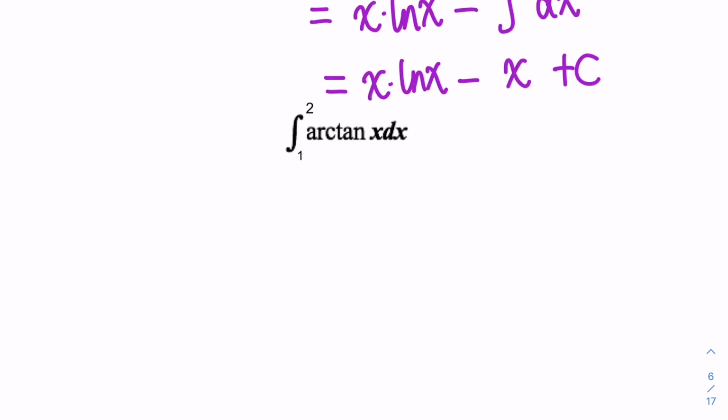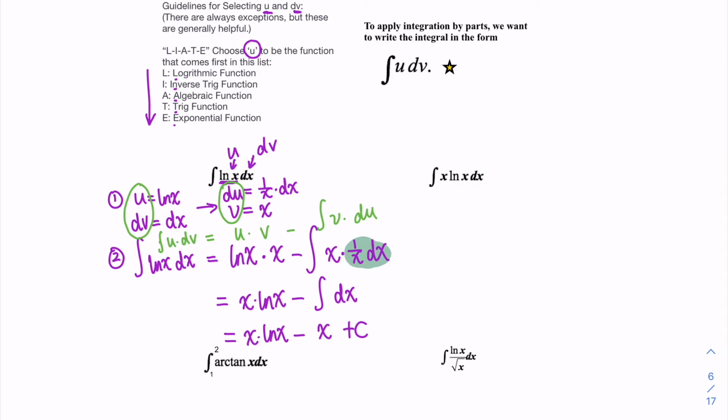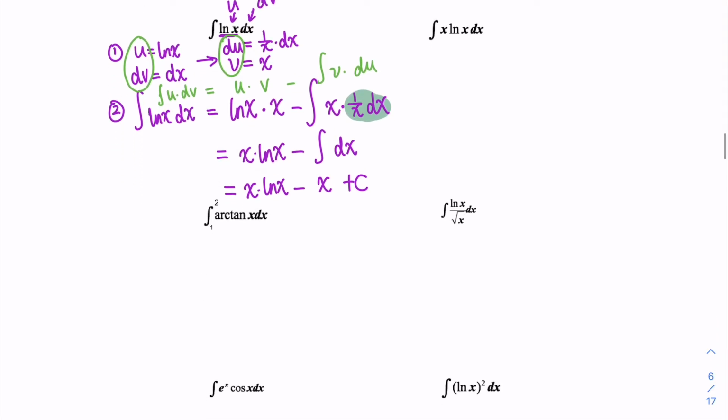The integral of arctangent of x dx. If you look at this function, we have arctangent. Based on the LIATE rule, arctangent is an inverse trig function, so that will be our u. So first step, u equals arctangent of x, and dv equals dx. From here, du will be 1 over 1 plus x squared dx, and v equals x. So now the problem becomes the integral.